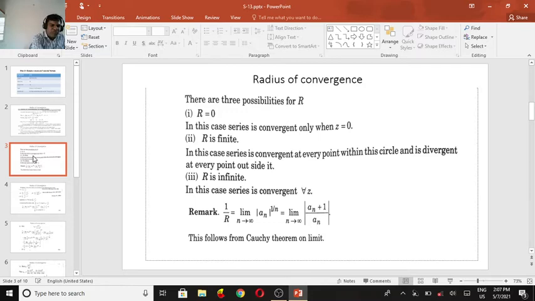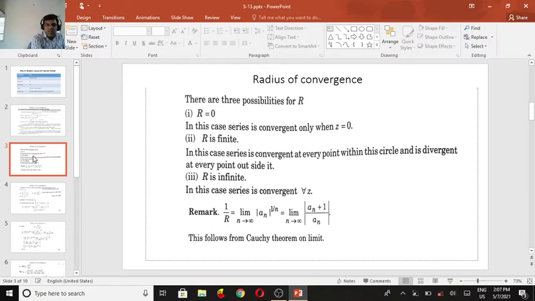So if R is finite, the series is convergent at every point within this circle, and is divergent at every point outside the circle. Now, third, if R is infinity, in this case the series is convergent for all z.